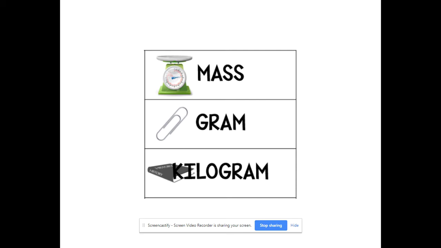And then if you were to pretend again that you're holding that science textbook that's inside of your desk, you would be holding about 1 kilogram. So a gram is a very small unit that we measure with, and a kilogram is a unit that we use to measure heavier objects.